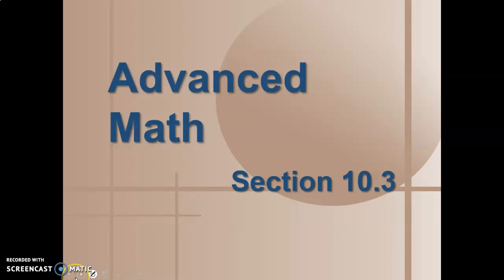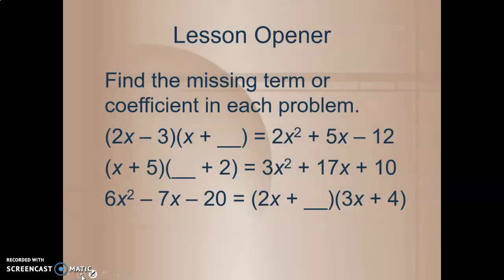Today we are looking at section 10.3, which is a continuation of factoring. So in the previous lesson, we looked at how to factor quadratic expressions where the leading coefficient was 1. So all of our expressions just started with x squared, or 1x squared. Today we're going to look at what we need to do when our leading coefficient is not 1.